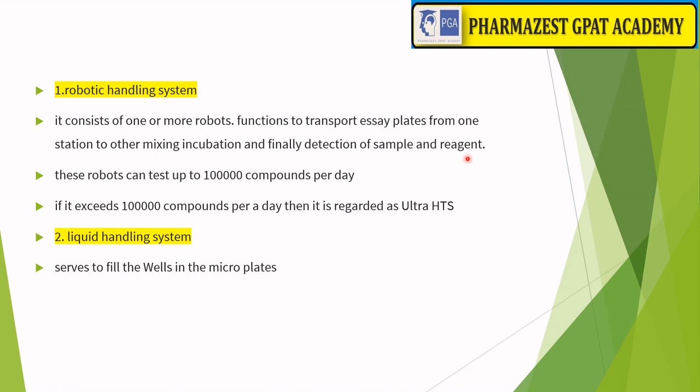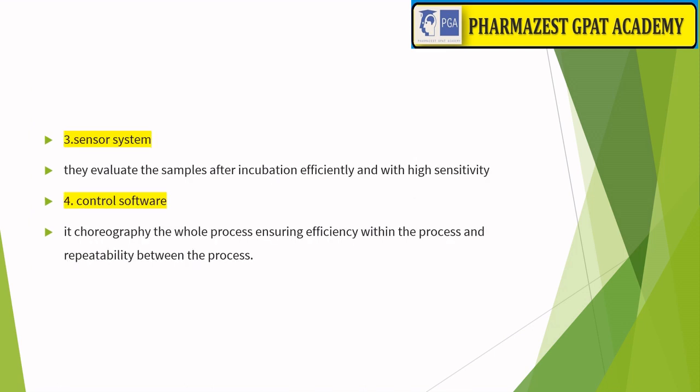These robots can test up to 1 lakh compounds per day. If it exceeds 1 lakh compounds per day, then it is regarded as ultra high throughput screening. Next, coming to the liquid handling system. What does it do? It serves to fill the wells in the microplates. This liquid handling system is mainly used to fill the wells in the microplates.